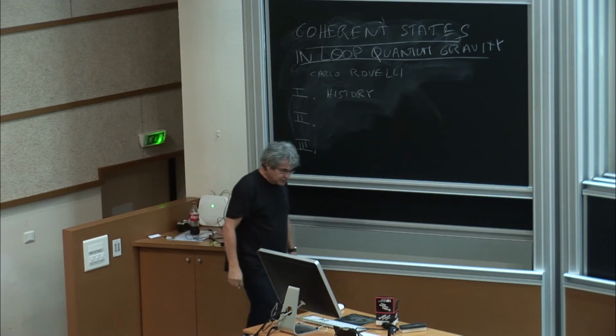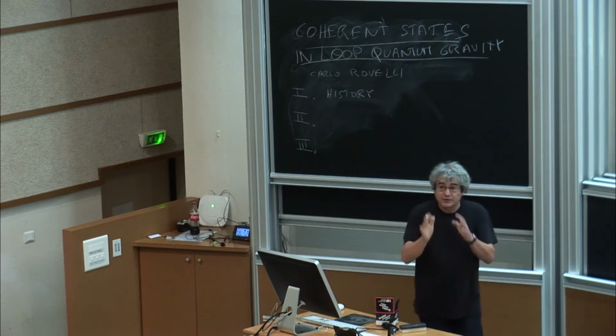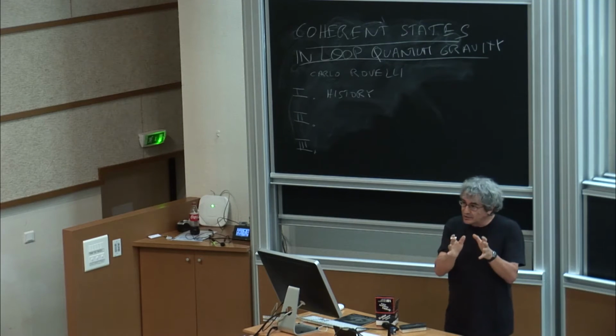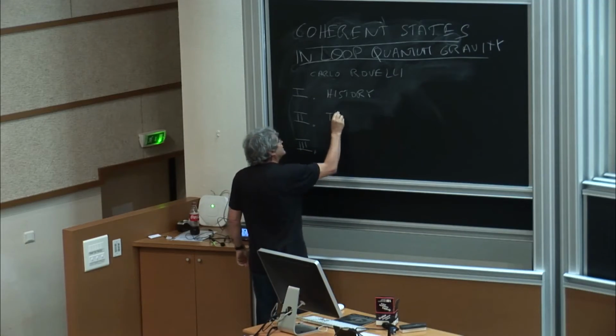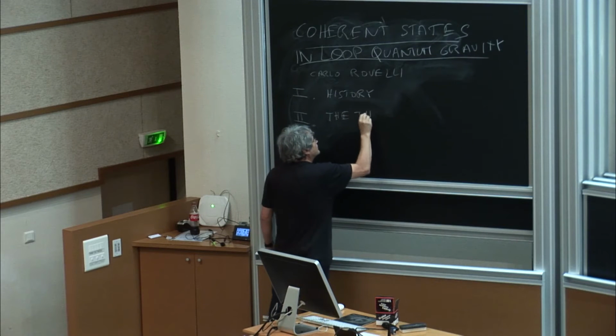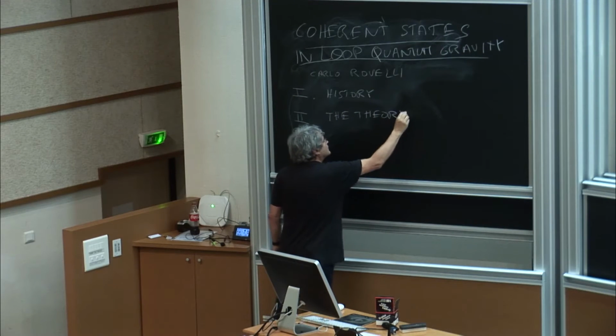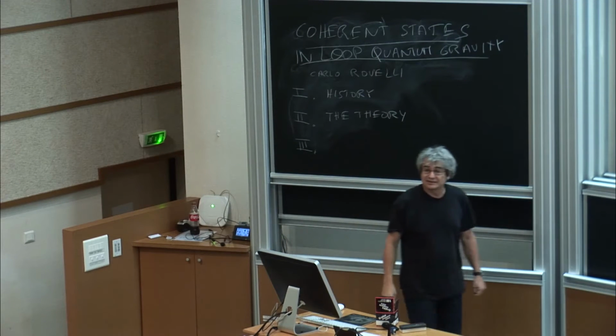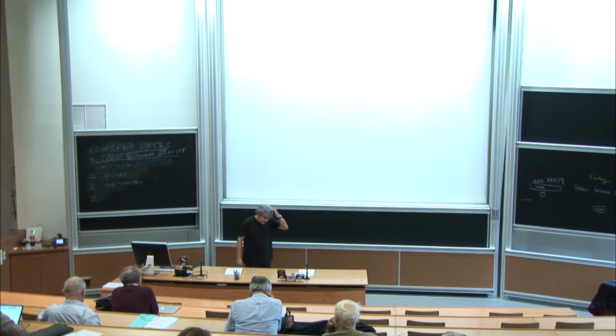Then I will switch mode completely and just give you the basics of the theory. There is a Hilbert space with some operators and dynamics. I will tell you what it is that we use for describing quantum gravity, so the theory. And then in trying to make sense of the theory, and in fact also in building the theory itself, coherent states played a major role, as I said, at three stages, or for solving three different problems.